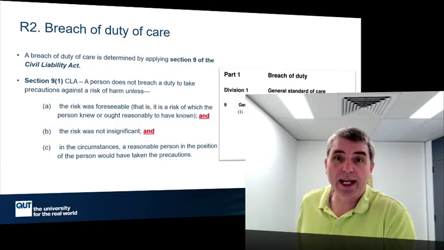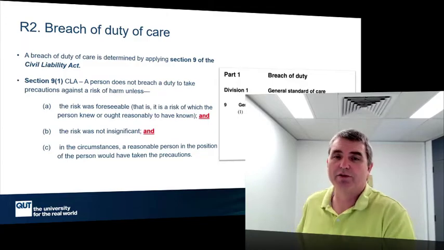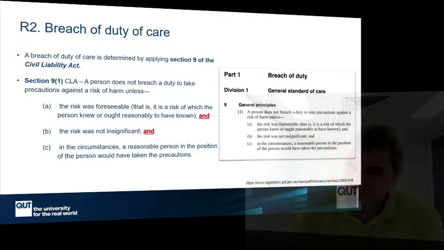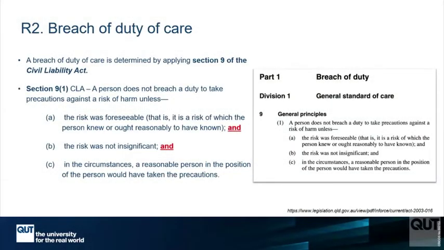The breach of duty of care is contained under Section 9 of the Civil Liability Act. So let's have a look at that. There are three things that we need to have if we're going to establish someone breached their duty of care. And you'll notice that this is an AND test, so we need to have all three elements. The first is that the risk must have been foreseeable. You remember I went into great detail on that in the last module. So now we've got to say that the risk is foreseeable. Second, the risk was not insignificant.